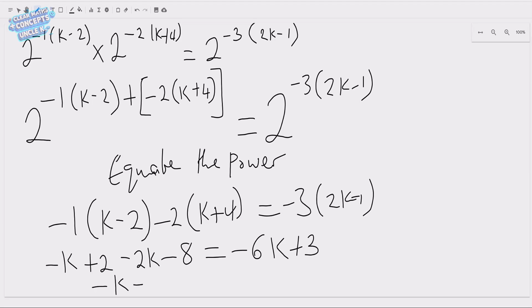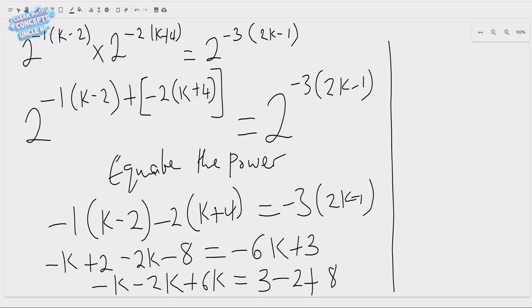You have minus k minus 2k. When you bring minus 6k to the left hand side, you have plus 6k. Then all the other numbers will go on the right hand side. So your plus 2 becomes what? Minus 2. Or you can combine them before you do that. Then you have plus 8. So minus k, a debit, another debit of 2k. That's, you have a debit of 3k, right? Then you have a credit of 6k. So we used to be in debit, but now you are in credit. That means what? You have 3k.